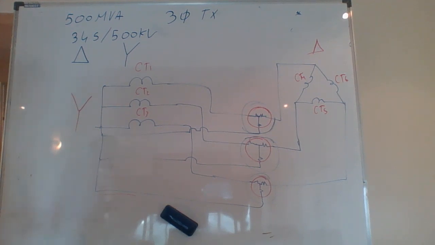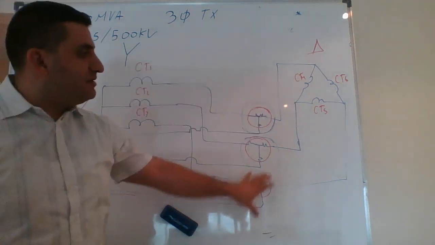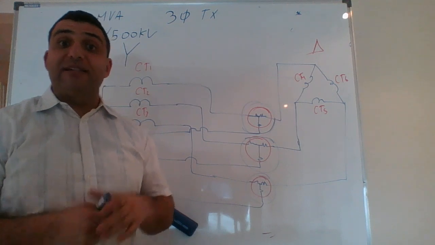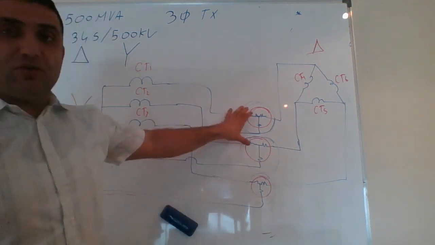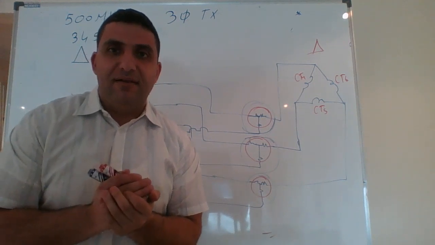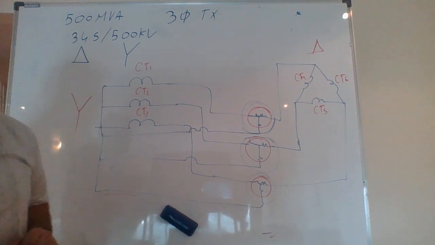I hope that's clear, and that's how we design a three-phase percentage differential relay. And with these settings, I will set the current to a certain value. If my differential, if ID exceeds my setting, it will trip. It will isolate my transformer.